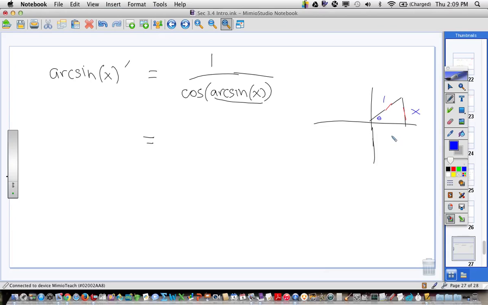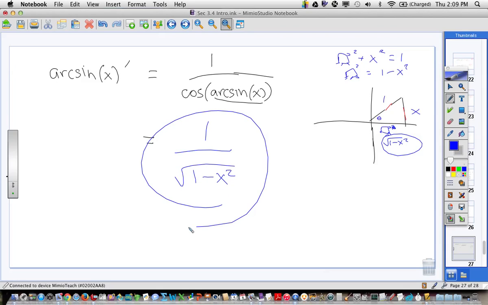Well, what would this be? It'd be the Pythagorean theorem, right? So this side squared plus x squared equals 1. So this side squared would be 1 minus x squared, and then it would be the square root of that. So this would be the square root of 1 minus x squared. So that's the triangle that would have arc sine of x. Therefore, the cosine of that would be this over 1, which is just this. So the bottom is just that.